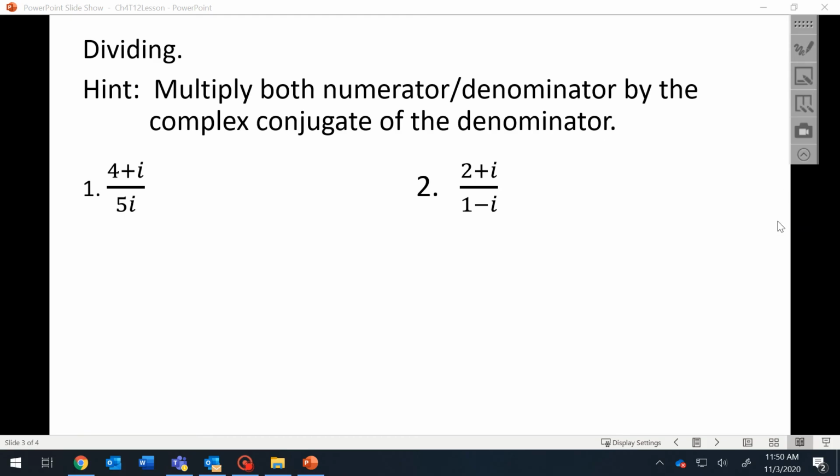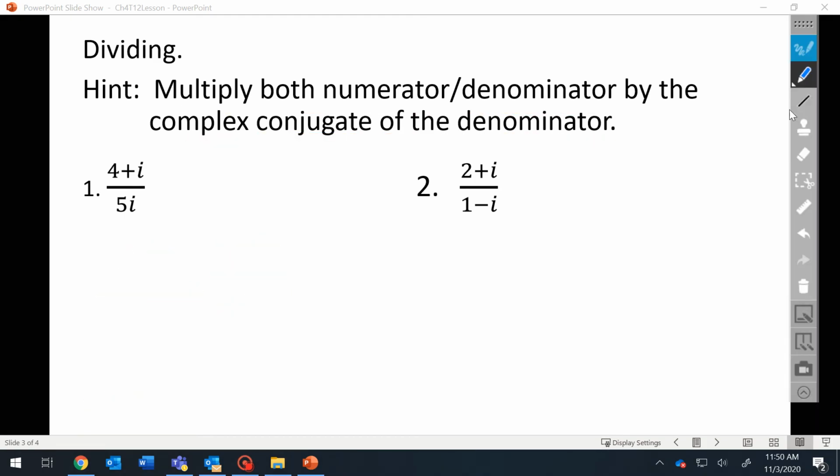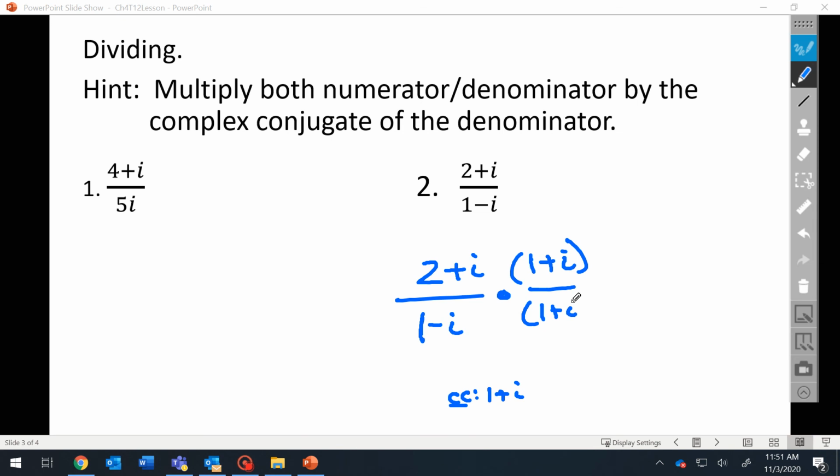Number 2, 2 plus i over 1 minus i. So I need to turn the denominator real. The denominator needs to be real, so I'm going to multiply the top and bottom by the complex conjugate of the denominator. The denominator is 1 minus i, so the complex conjugate is 1 plus i. The imaginary part is opposite. So 1 plus i in the numerator and 1 plus i in the denominator.